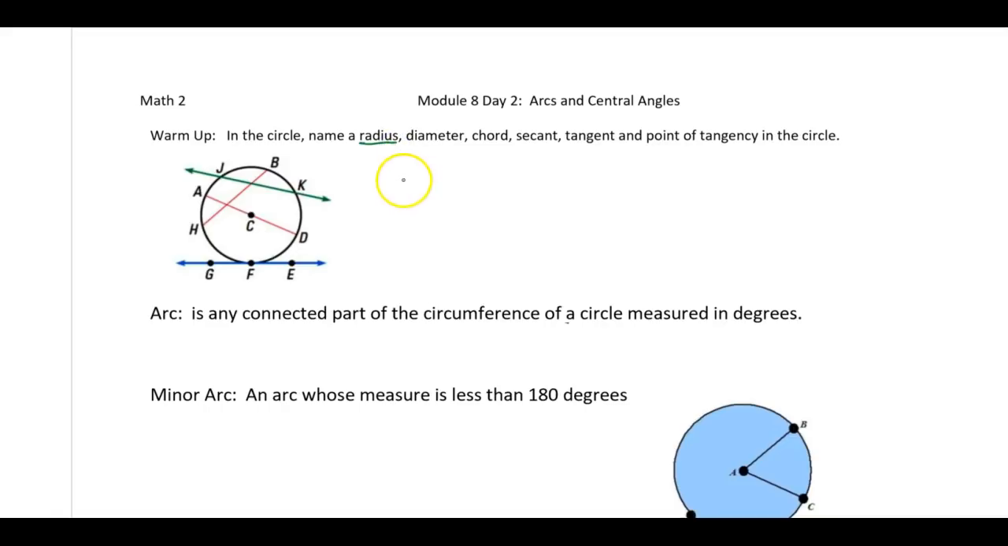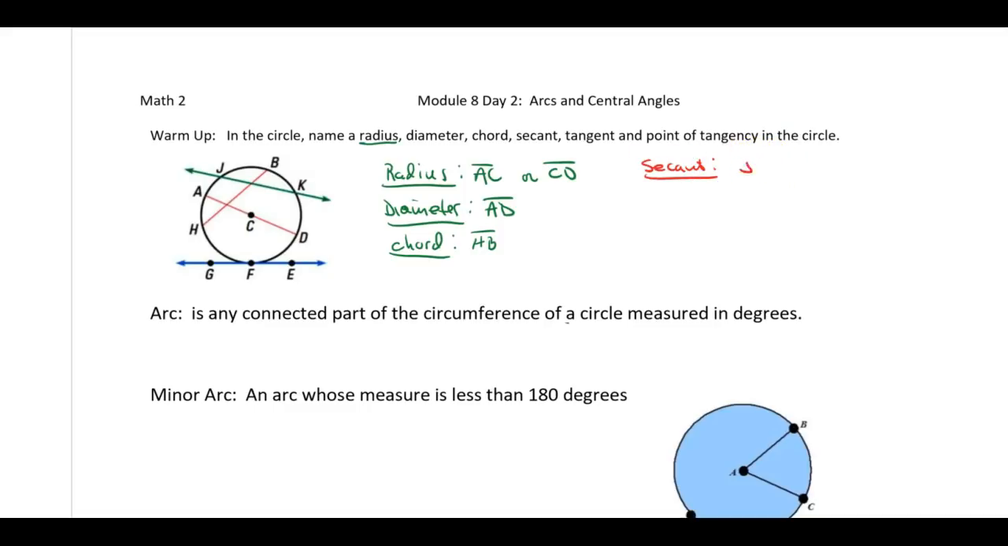So, if we had to name a radius in this diagram, a radius would be either segment AC or segment CD. And remember, a radius is a segment. Now, a diameter is a chord that passes through the center, which would be chord AD. Then there are a couple of different chords in here, but we're going to say HB is a chord. We're also going to say AD is a chord because it's a specific type of chord known as the diameter. A secant in this diagram is line JK.